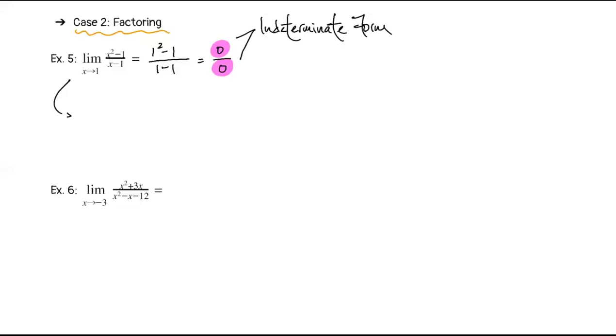So let's kind of come back to here. And we're going to rewrite that first part, the limit as x approaches 1. And I'm going to keep the denominator the way it is, x minus 1. And let's factor that numerator, x squared minus 1. What does that give us when we factor?